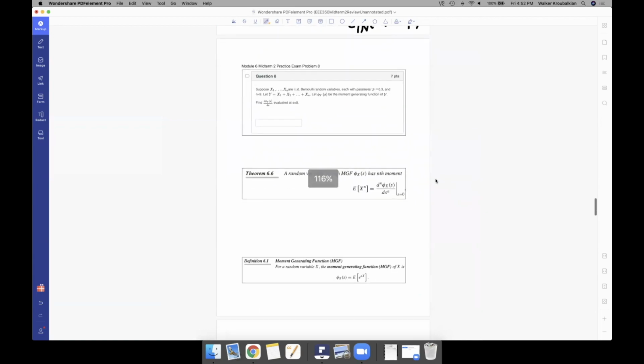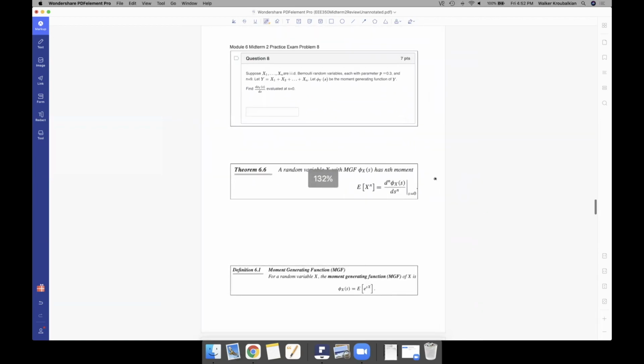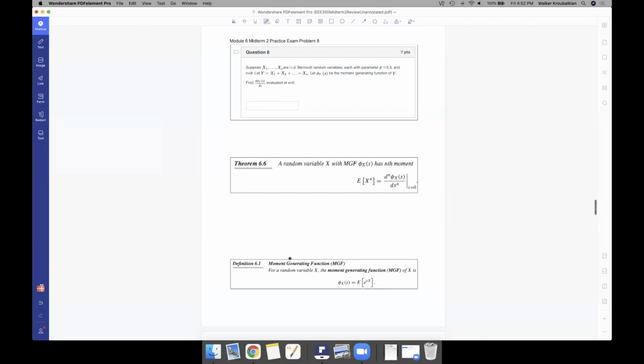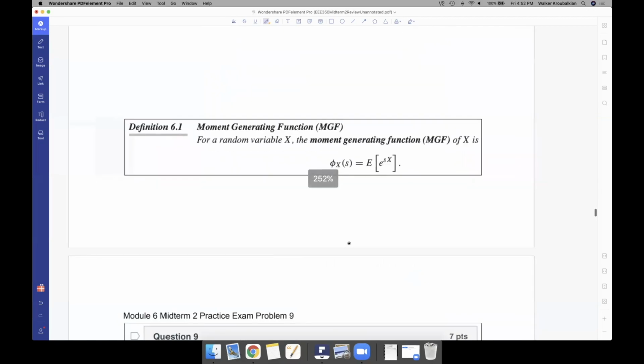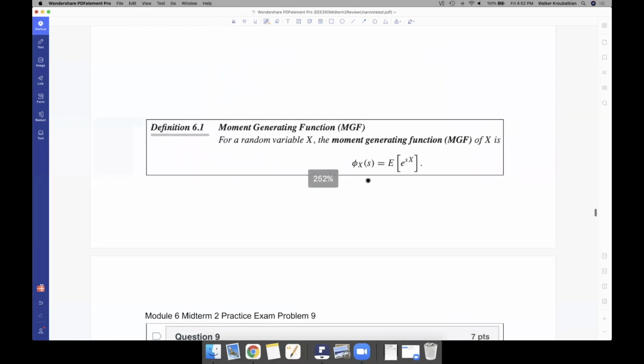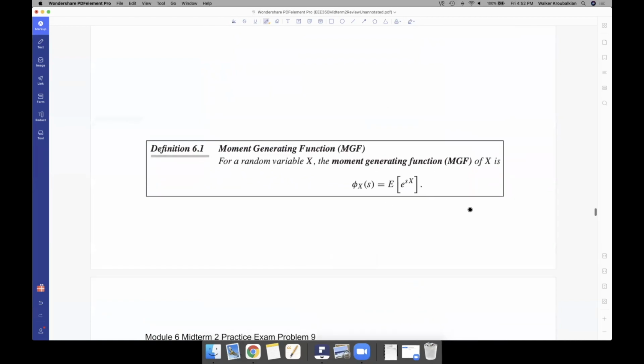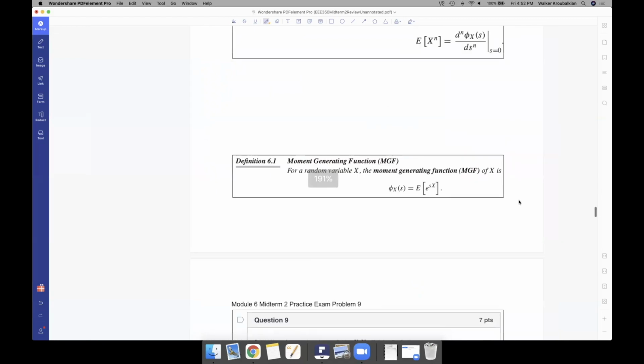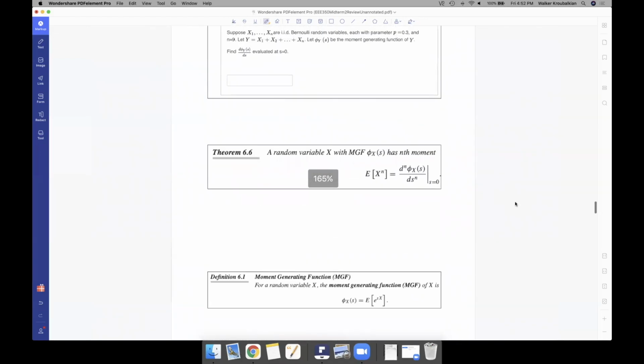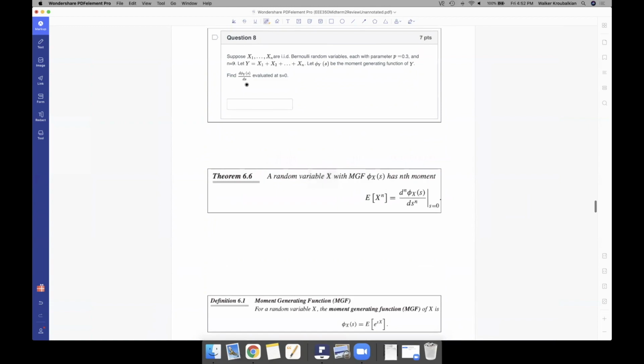So first, let's look at the definition of the moment generating function phi. The moment generating function is defined as phi x is the expected value of e to the power of s times the random variable, right? And that sounds horrible, but luckily for this question, we're not asked for the MGF, we're asked for the derivative, right?